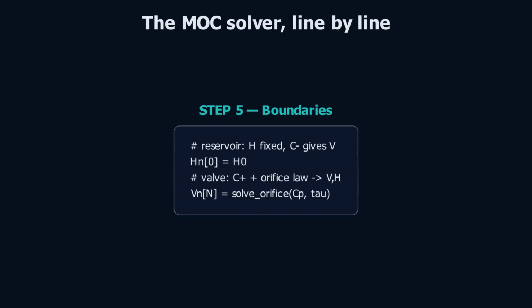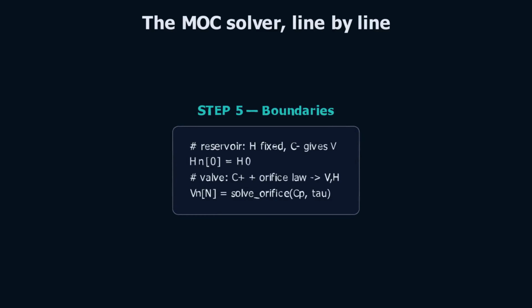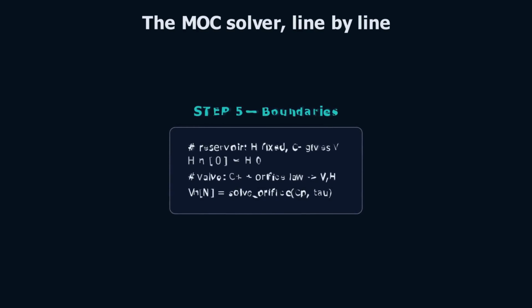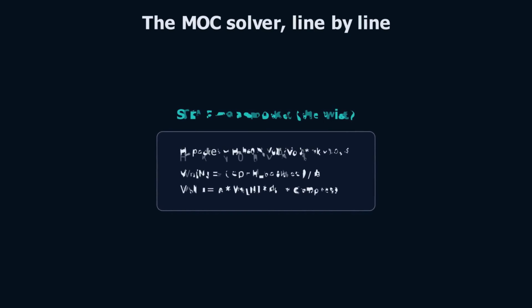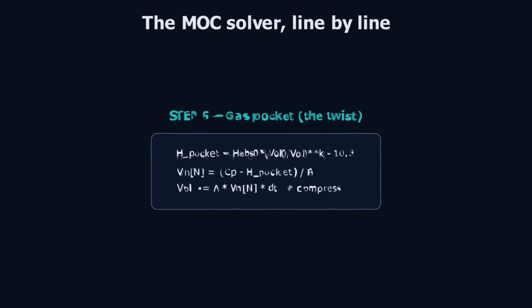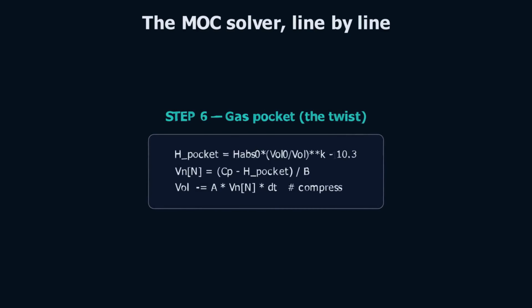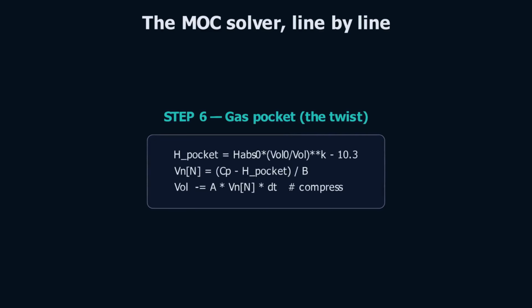Step 6, the twist. This episode was voted in 4. Replace the valve boundary with a trapped gas pocket. The gas obeys a polytropic law, pressure times volume to the K is constant, so as liquid compresses the pocket pushes back. It is a spring made of air, bolted to the end of the pipe.